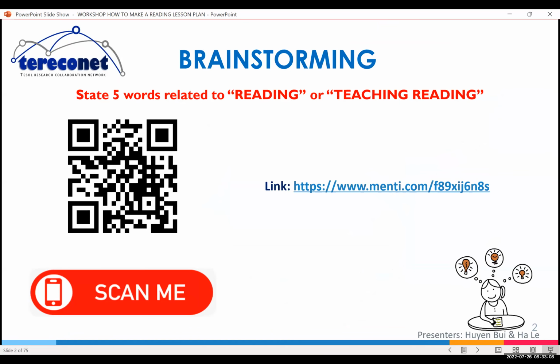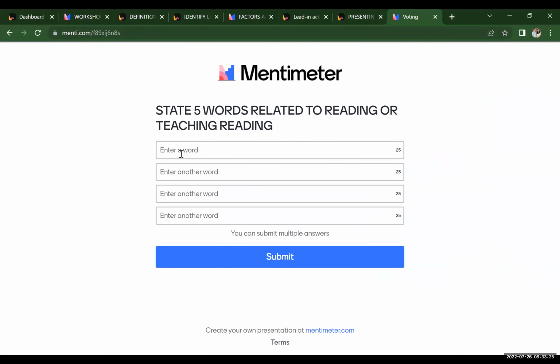So let me show you what you can do. When you click on the link, something like this will appear. Let me stop sharing. Just give me a moment. Okay, you will see something like this. State 5 words related to reading or teaching reading. Please help me to type the words here.